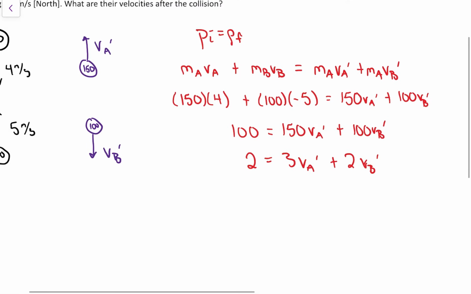That's as far as we can go with momentum. Knowing what's coming next, I'm going to do one more line. I'm going to flip-flop and get VB all by itself.